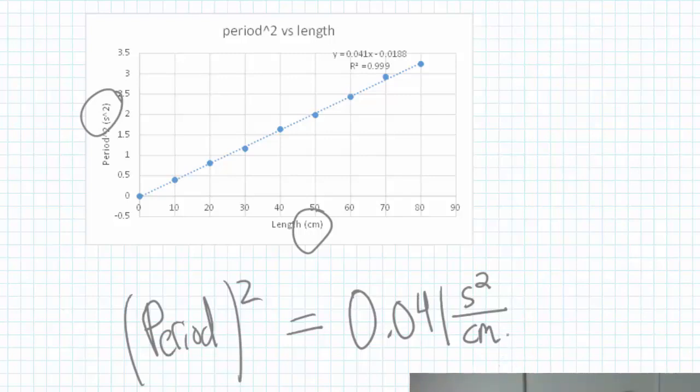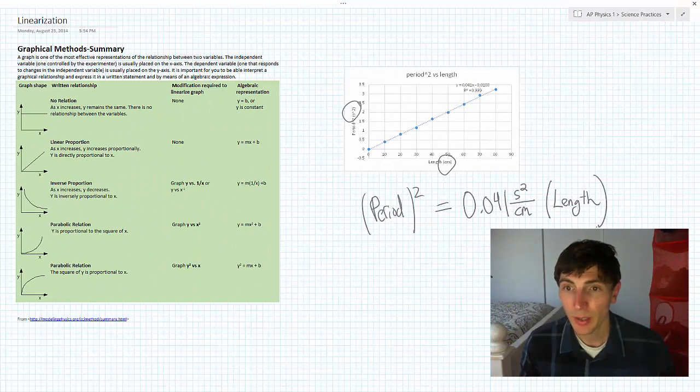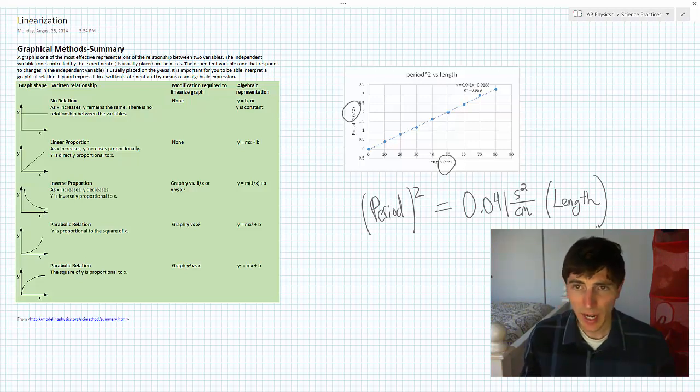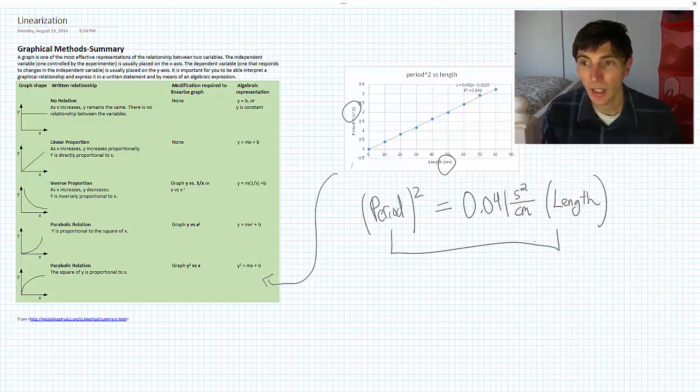So there's my rise over run, and then we have to put x on there, length. So there we have it. Linear equation: period squared is equal to my slope times my length. What's kind of cool is that once you have this equation, you've done two things. You've confirmed that this is in fact a square root variation, excuse me, not inverse. You've confirmed this is a square root variation, and you now have an equation that relates period and length that you can trust.